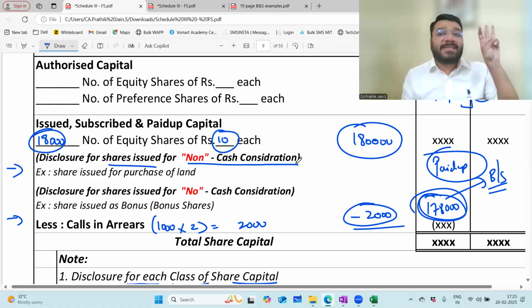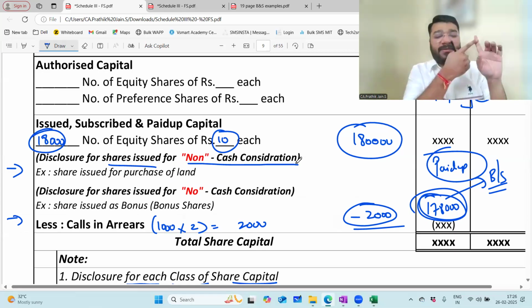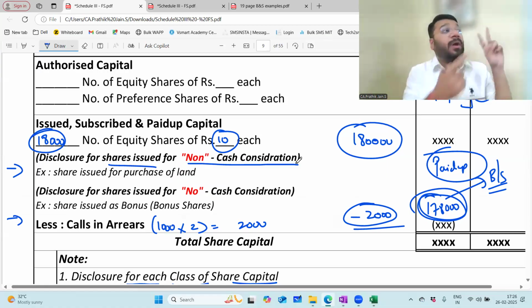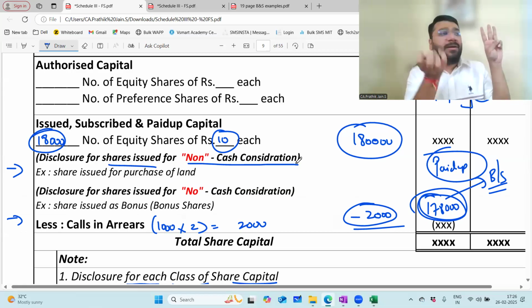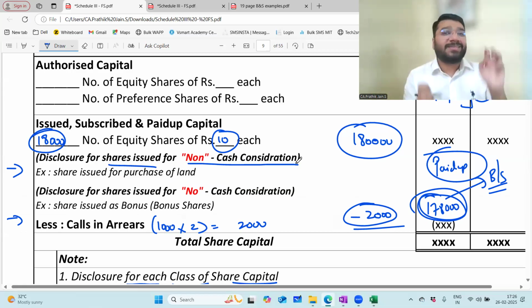One, it gets services. Services from whom? Either underwriter or promoter. So the first is service from underwriter and promoter. Second is what? You're getting an asset, you're buying an asset. Third is you're buying an ongoing business.